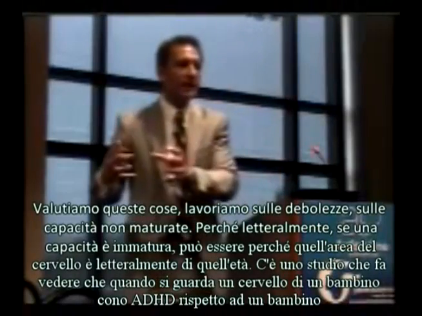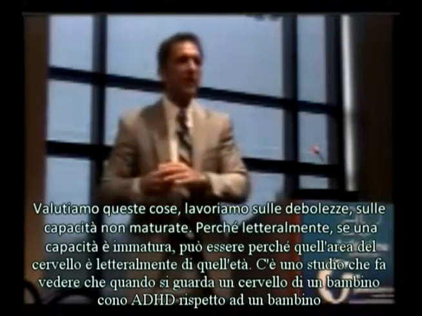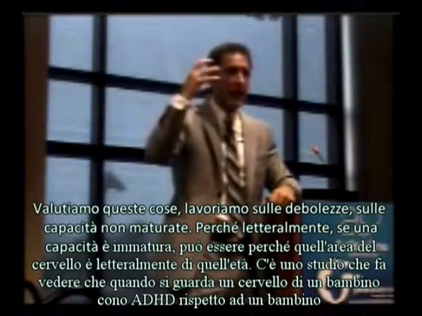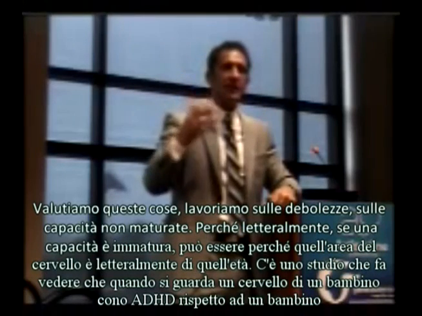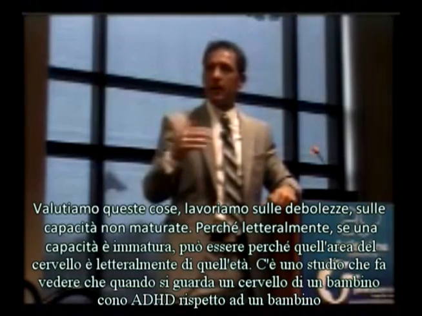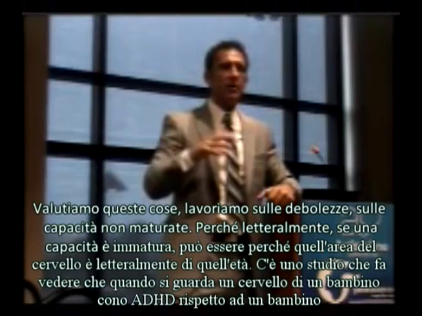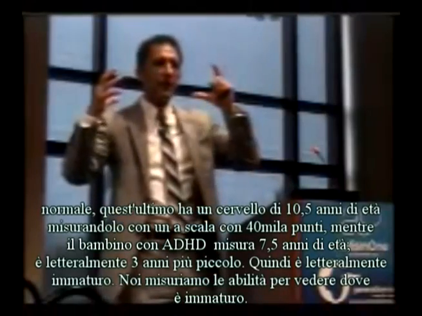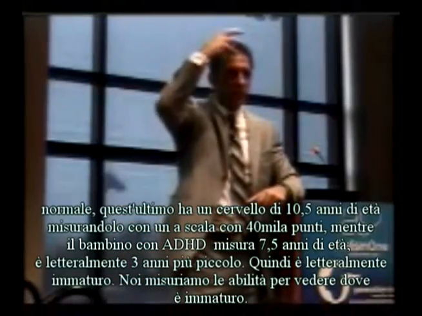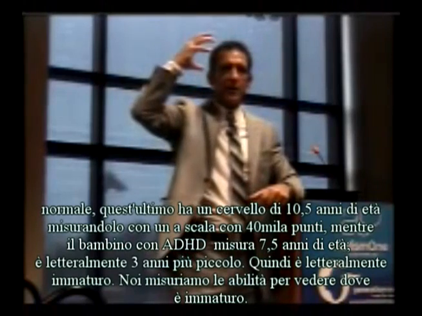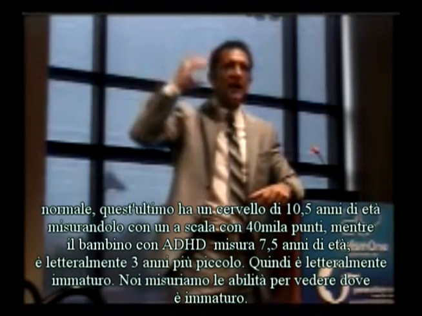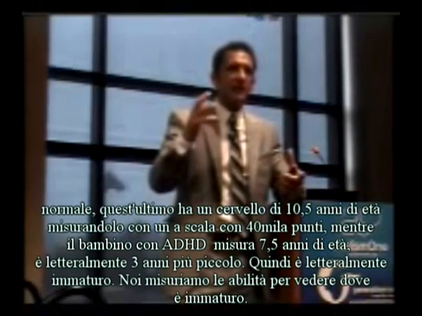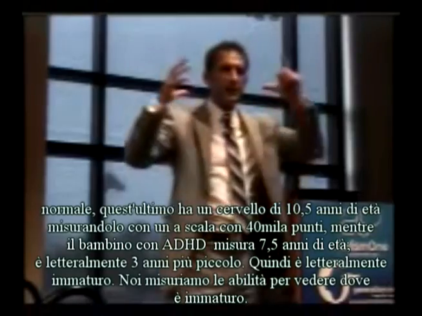So we're going to work on their weaknesses. We work on the skills that are immature, because literally, if a skill is immature, it's most probably because that area of the brain literally is that age. I mean, studies have shown that in ADHD, when you look at the brain of children with ADHD versus typical children, that a child who has a 10.5 age brain, by measuring all these 40,000 points, that a child is 10.5 years of age, an ADHD child's brain measures 7.5 years. That literally it's 3 years smaller. So it literally is immature.